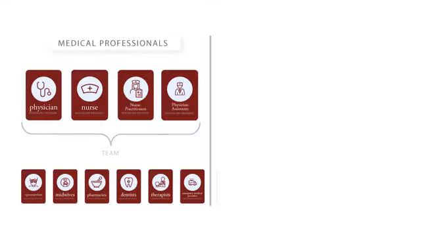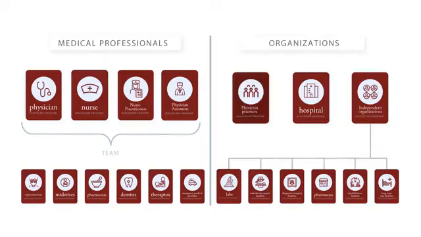Let's take a look at the group of providers and take note of the different kinds of providers we'll find in there. We can organize this into two groups. First, the people, the medical professionals who provide care, and second, the organizations that are involved in providing care. We'll find many different kinds of medical professionals in the healthcare system.